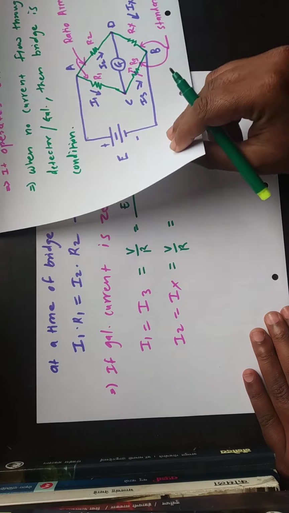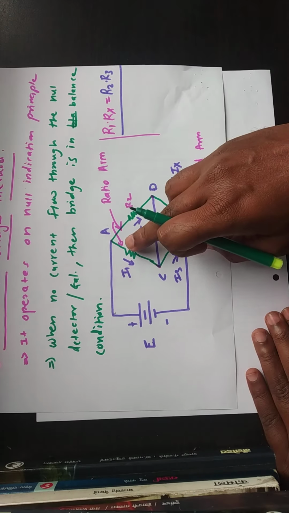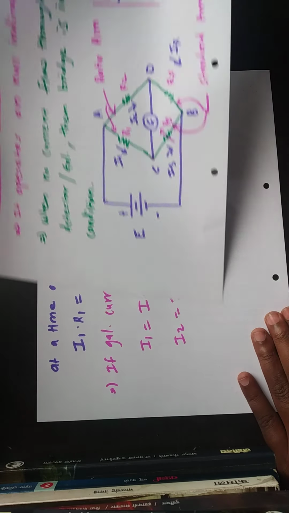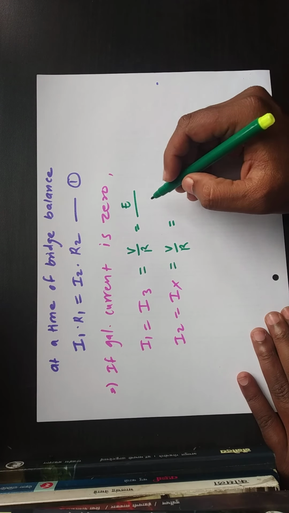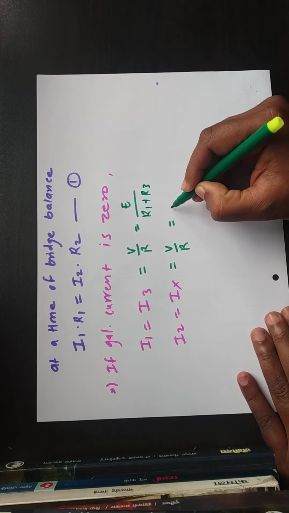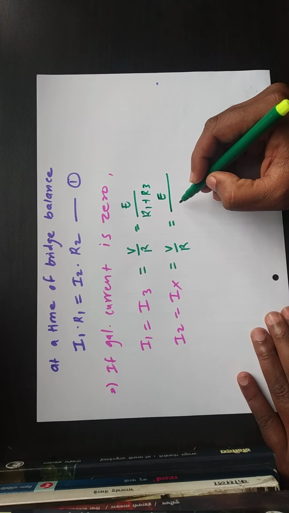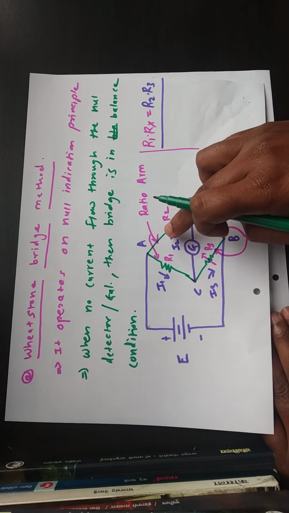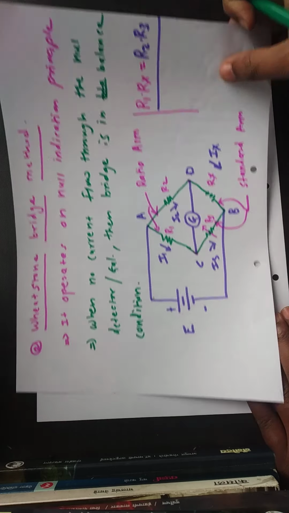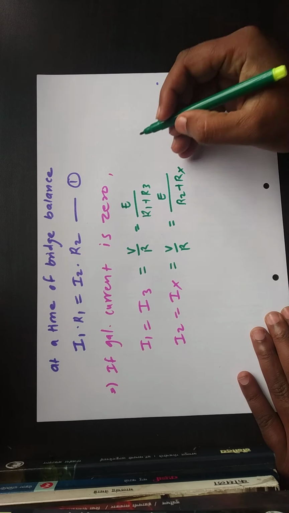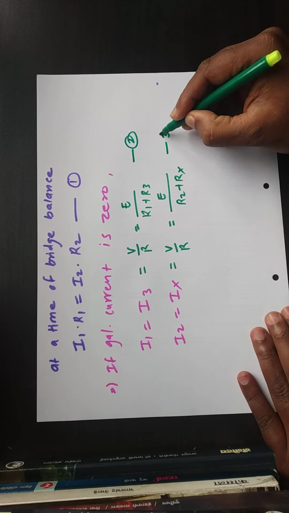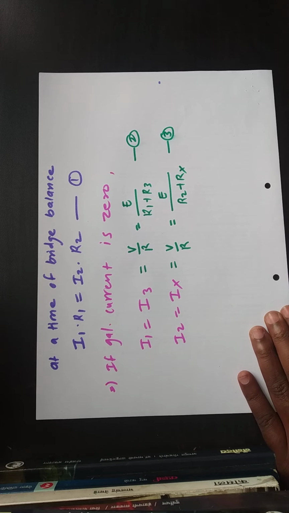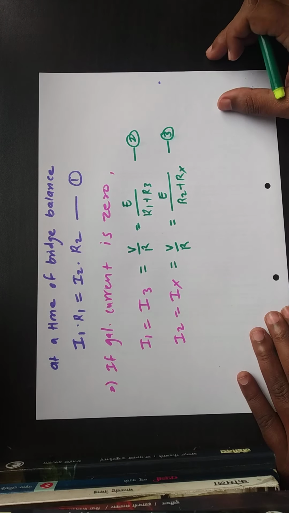Now you can see we have said that I1 is equal to I3, so the resistances should be added because they are in series. So R1 plus R3, so I1 is E divided by R1 plus R3. Similarly, I2 is E divided by R2 plus Rx. So this is equation number 2 and equation number 3. So we have got 3 equations which describe the bridge balance condition.